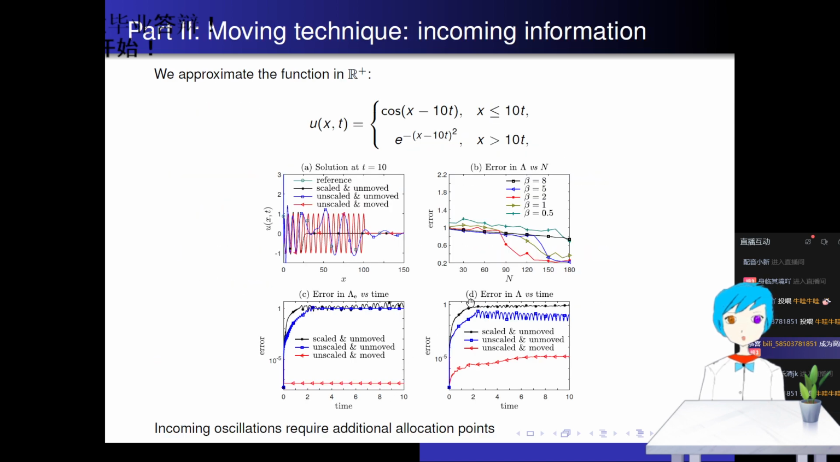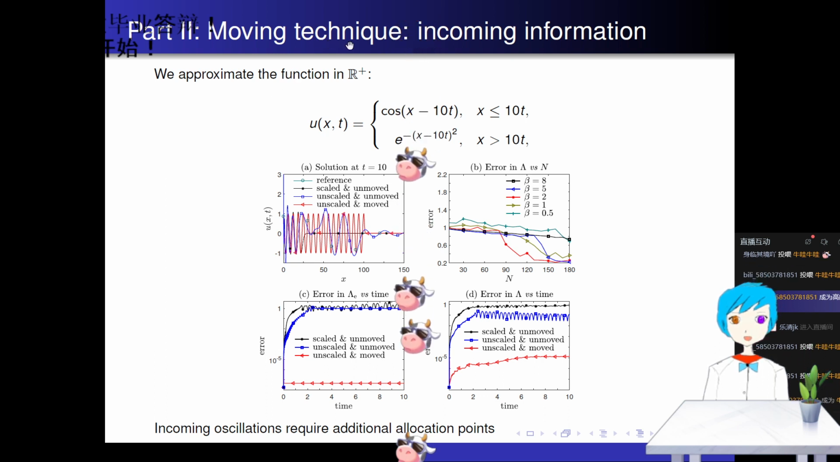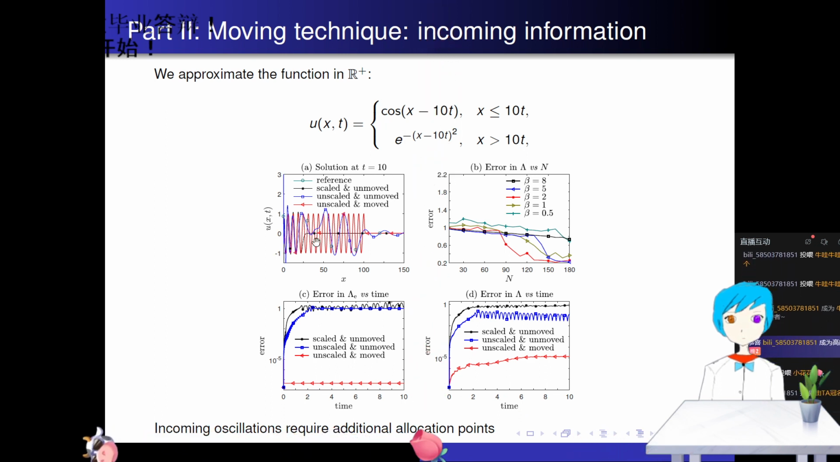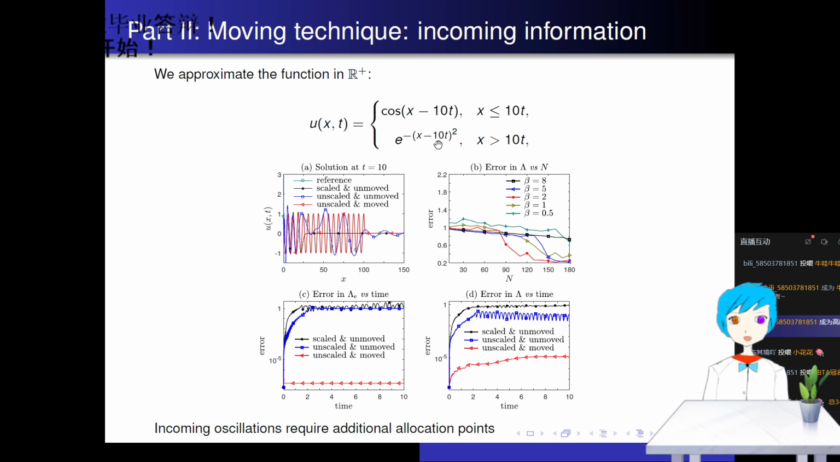We call the moving technique the edge-adapted technique as a result of the following example. We approximate the function in the semi-unbounded domain. We can see that as time increases, new oscillations keep coming into this region, as shown by the red curve. Therefore, we need to move the spectral functions rightward to match the exponentially decaying part. We also need to introduce new grids or new meshes to capture the incoming oscillations over time. So incoming oscillations require additional allocation points, and we call the moving technique the edge-adapted technique. By moving the basis functions rightward and introducing new grids, the error in the outer domain as well as in the whole semi-unbounded domain can be controlled well.